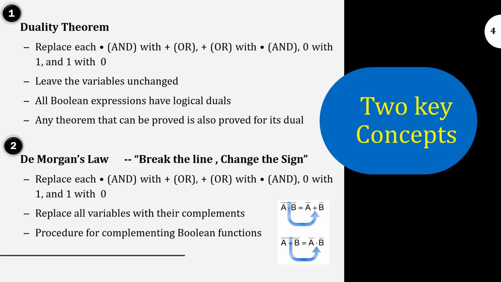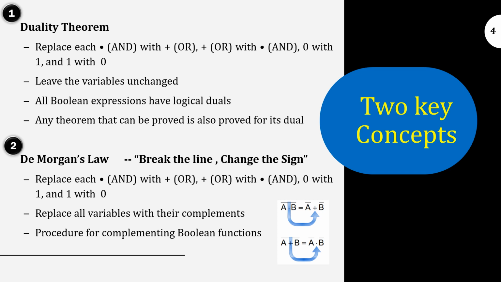The second important theorem in Boolean algebra is De Morgan's law. This De Morgan rule is: break the line and change the sign. That is, we need to complement the entire function, then change all the ANDs to ORs and all the ORs to ANDs, and complement each of the individual variables. Okay, so this is De Morgan's rule. Break the line and change the sign. So it replaces all the variables with their complements.